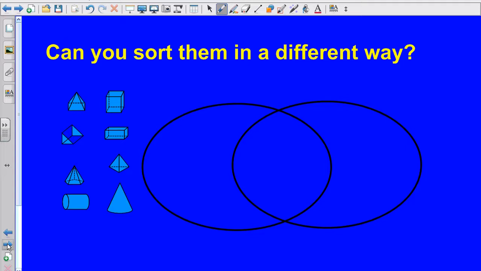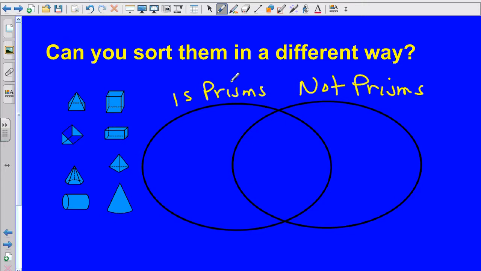Okay, so why don't you tell me what the categories are, and then you can help me sort. Okay, this one's not going to be a prism. Okay, so this is not prisms. And that one is prisms. Okay. So take your magic marker. Okay, so sort them out.